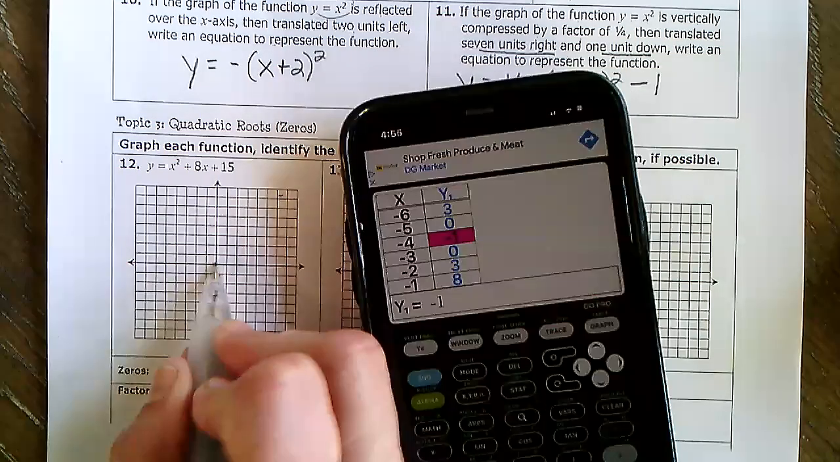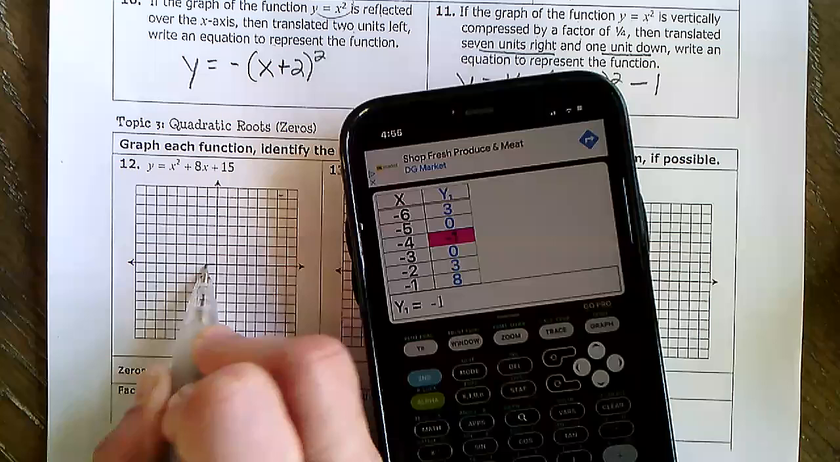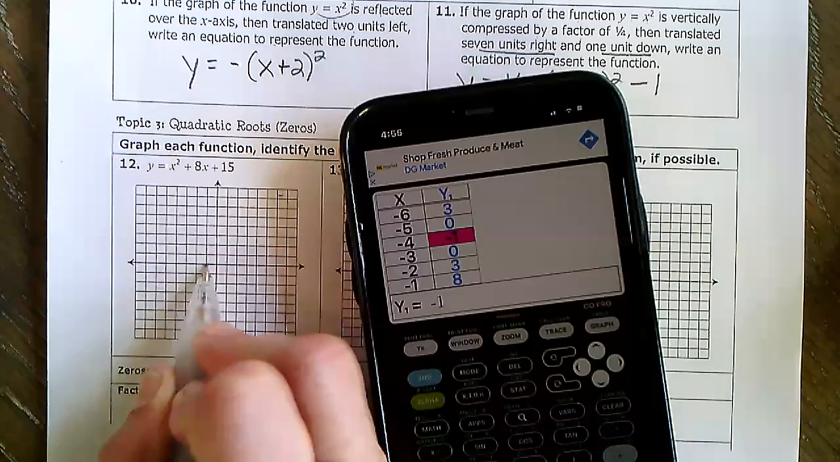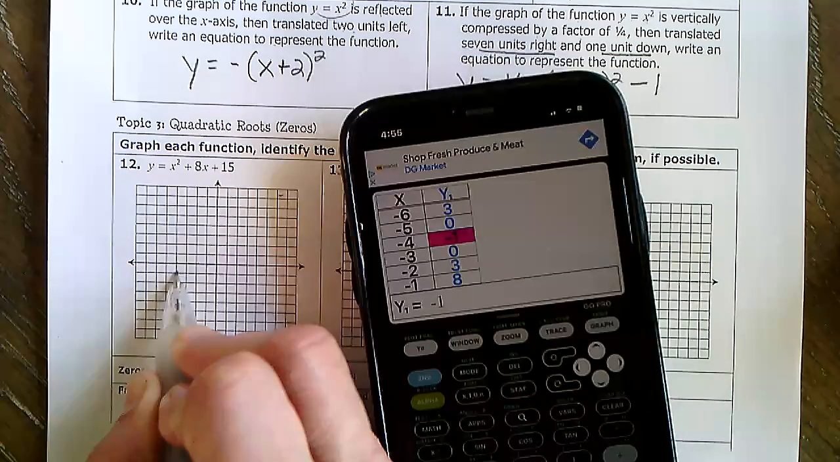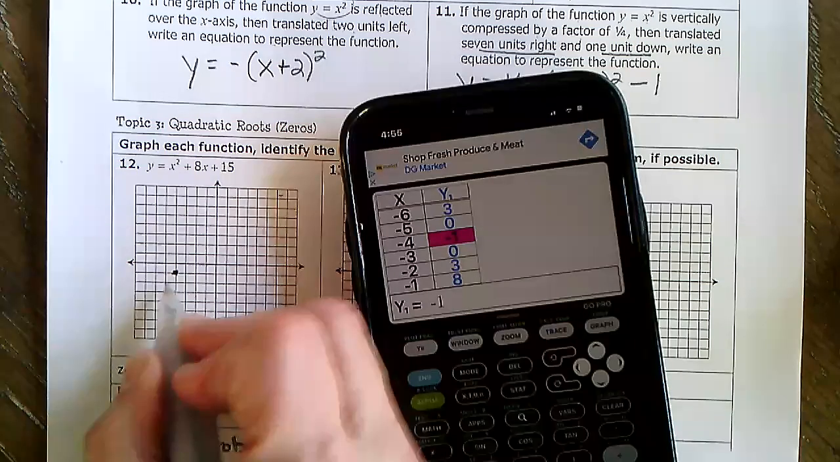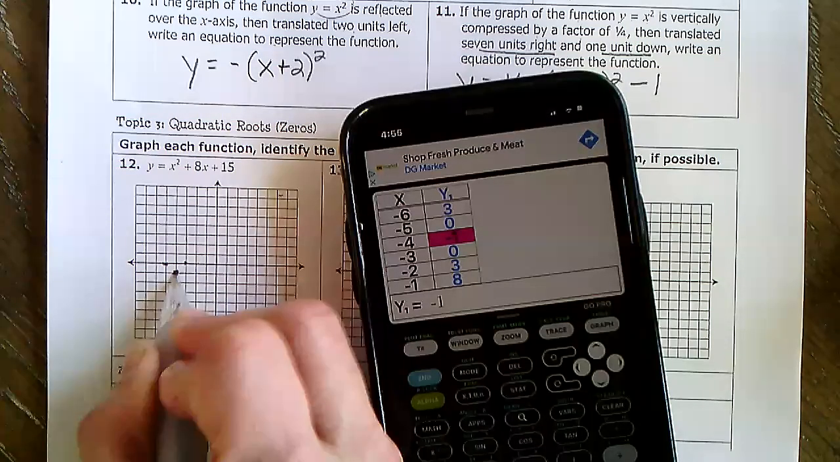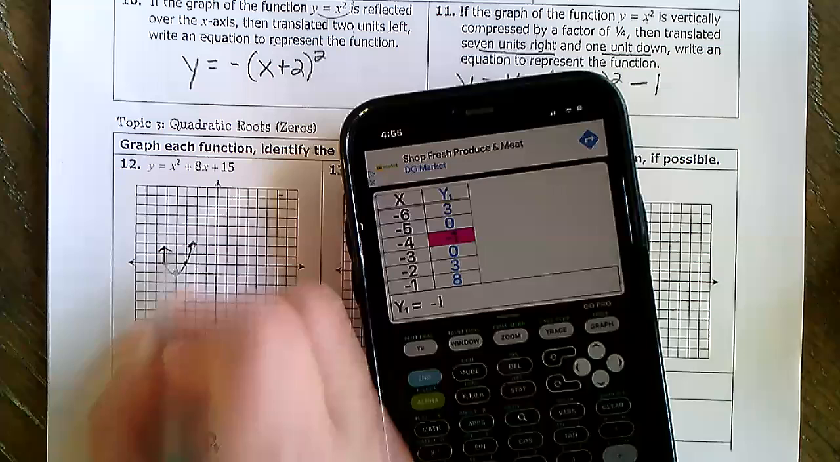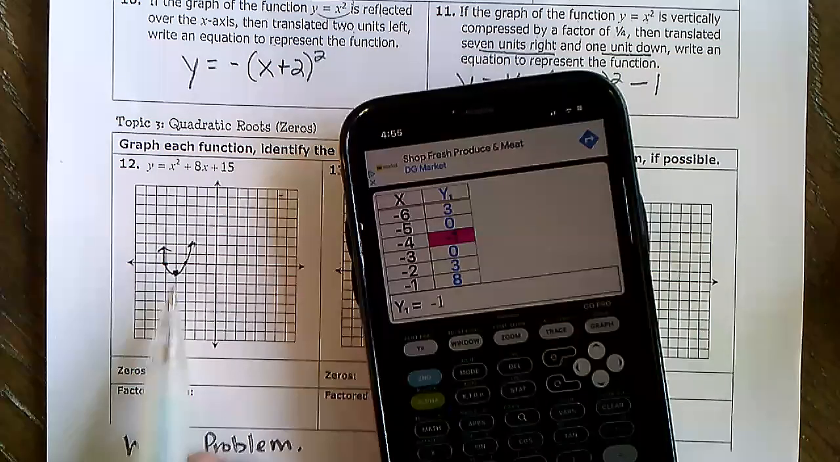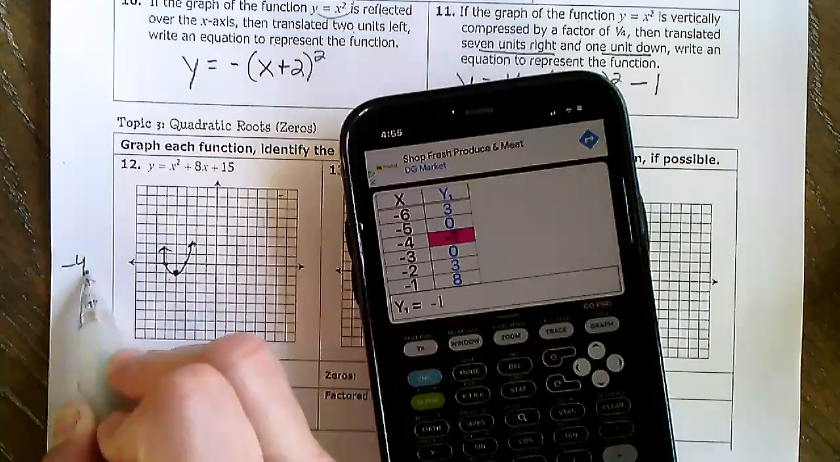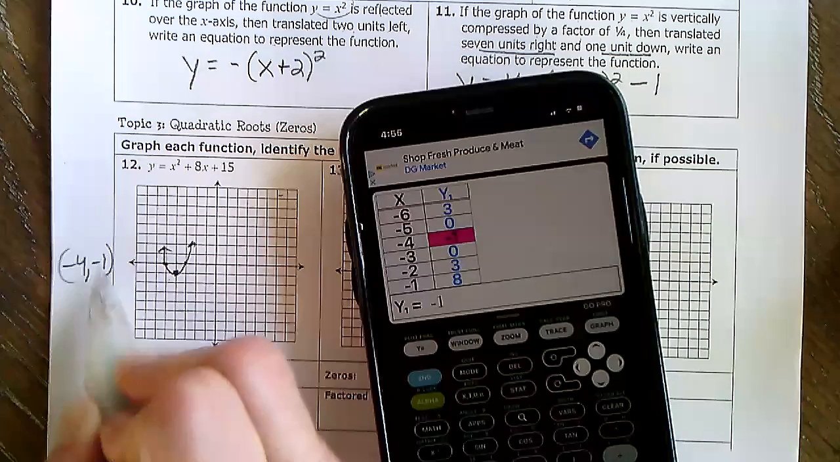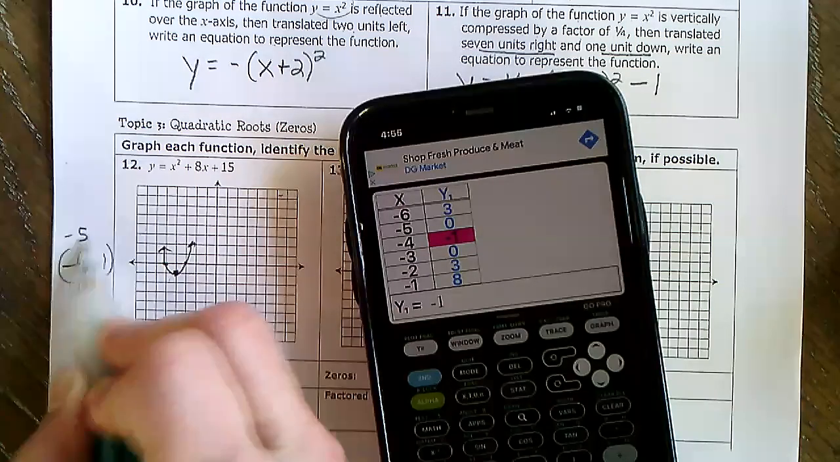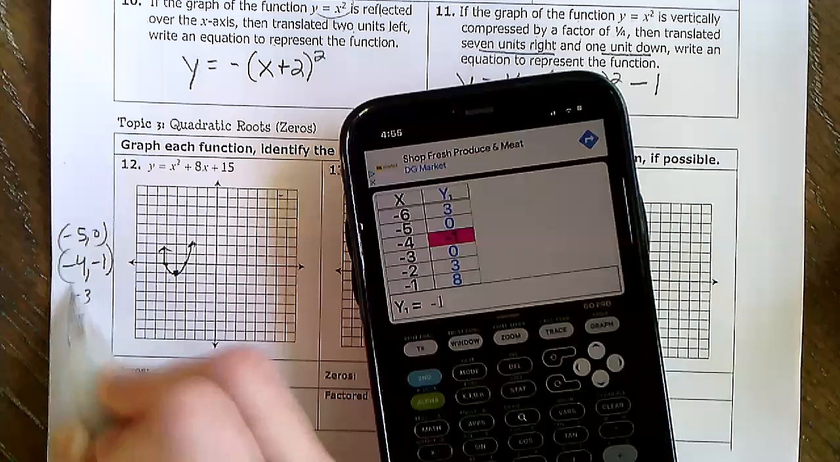So -4, -1. And then -3, 0, and -5, 0. That's my zeros. So that's really all I have to graph is the vertex, -4, -1, and then my zeros are -5, 0, and -3, 0.